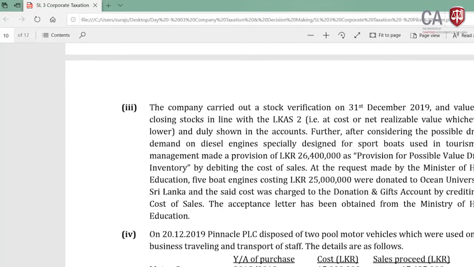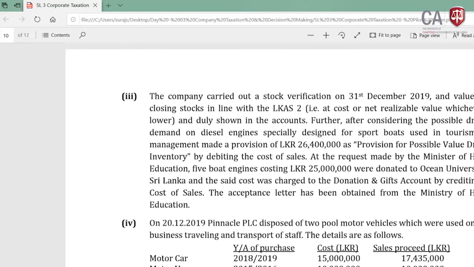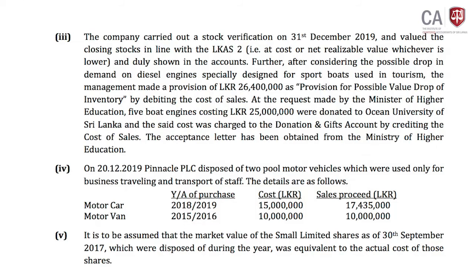It's very, very important. The P&L is a summary of the expenses and income. Now we have our additional information, with which we can link these notes to the P&L amounts. We will now start the high level reading and high level understanding of the question. The company carried out a stock verification on 31st December 2019 and valued the closing stocks in line with LKAS 2. Correct. What is the valuation? Cost or net realizable value, whichever is lower, and correctly shown in the accounts.